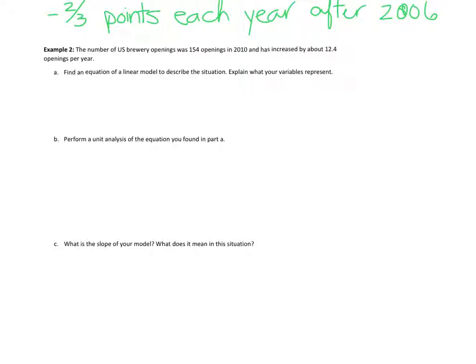Okay, so we could do this. We could let T be years after 2010. And then we could let B, for brewery, be the amount of breweries opened that year.